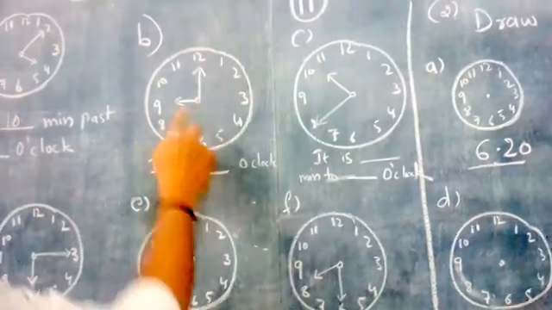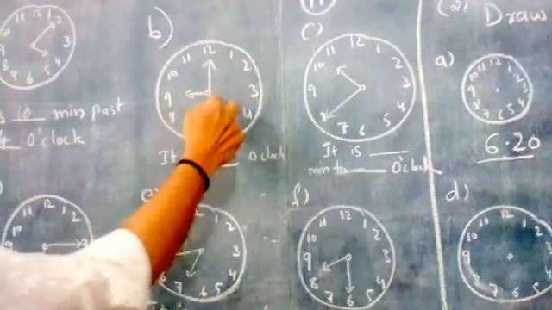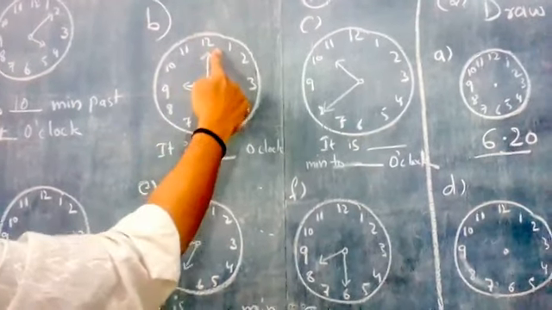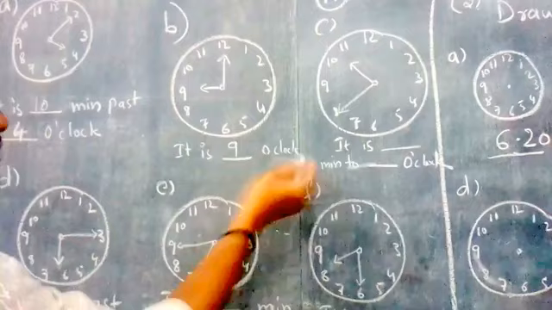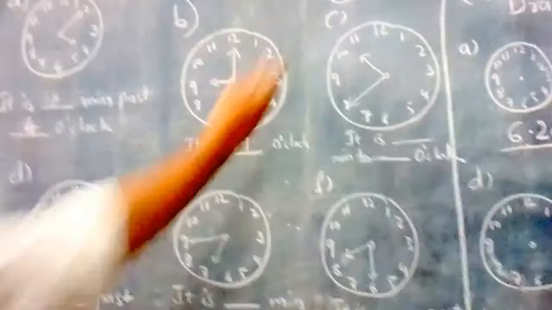Coming on to the next one. Here we have two hands. The small hand is pointing to 9 and the long hand is on 12. Now it is 9 o'clock. 9 o'clock.